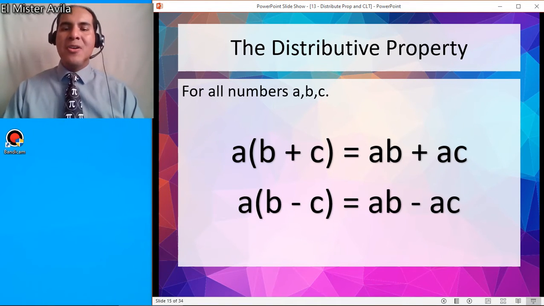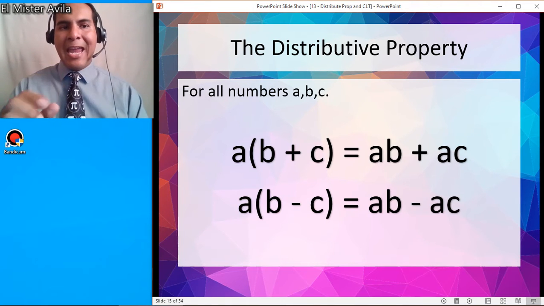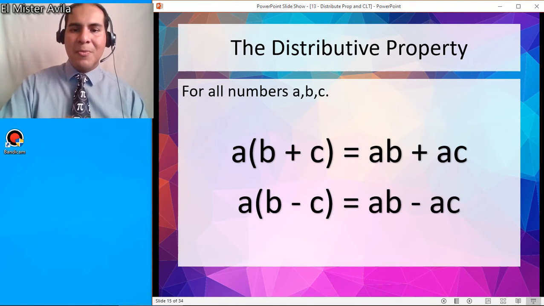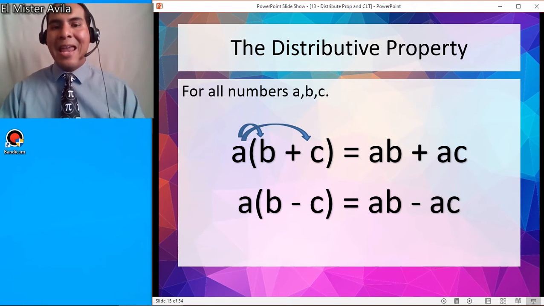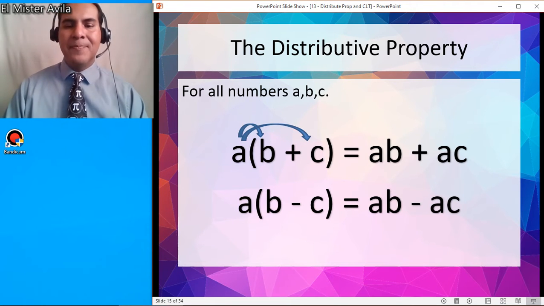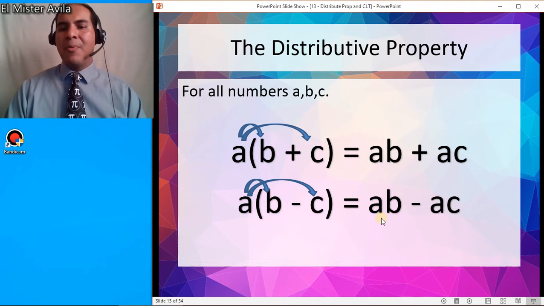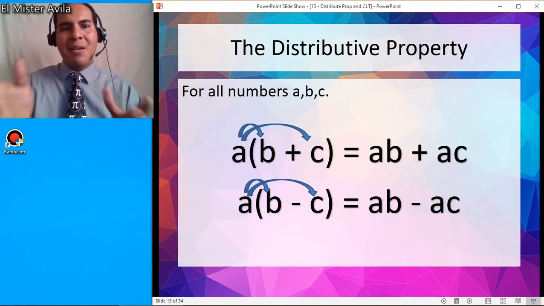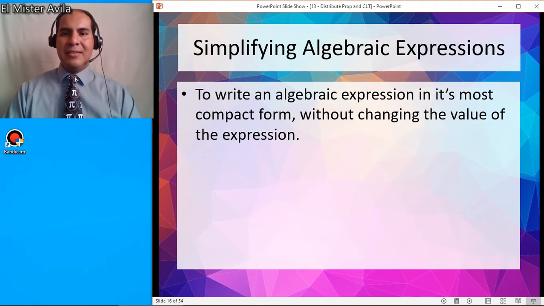Here we're defining the distributive property. For all numbers A, B, and C, the following is true. If we're multiplying A times the sum of B and C, then we can distribute the A and multiply it to the B and to the C, and we end up with an equivalent expression. If there's a subtraction in the middle, that's true as well, and we end up with AB minus AC. It's called the distributive property because you're distributing the number outside the parentheses to all the terms inside of the parentheses.